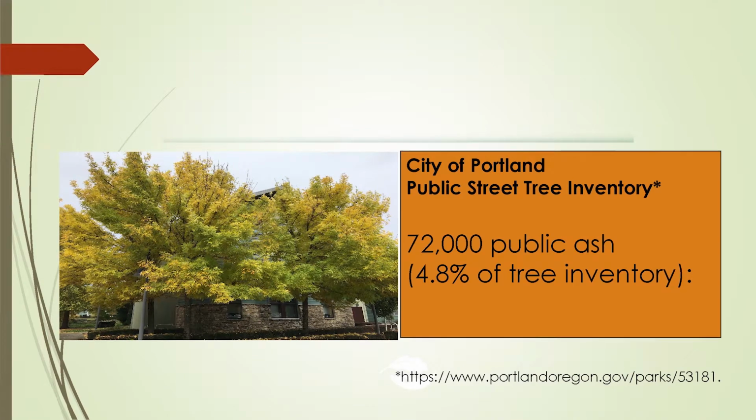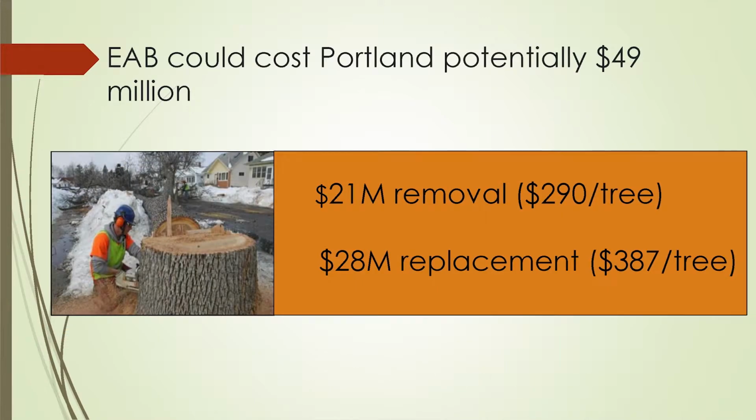Within Portland's online street tree inventory, there are approximately 72,000 public ash trees, or about 4.8% of the tree canopy. Using very conservative estimates of tree removal, about $290 per tree, and tree replacement, about $387 per tree, the total cost to remove and replace all public ash in the Portland street tree inventory would cost about $50 million. This estimate doesn't take into consideration ash trees that are not captured in the inventory, such as backyard ash trees and ash trees in parks and riparian areas.